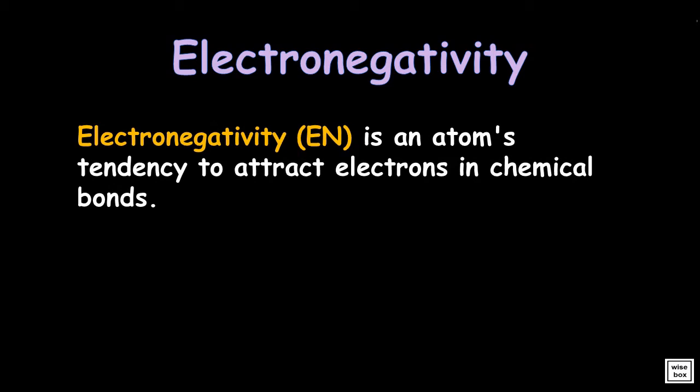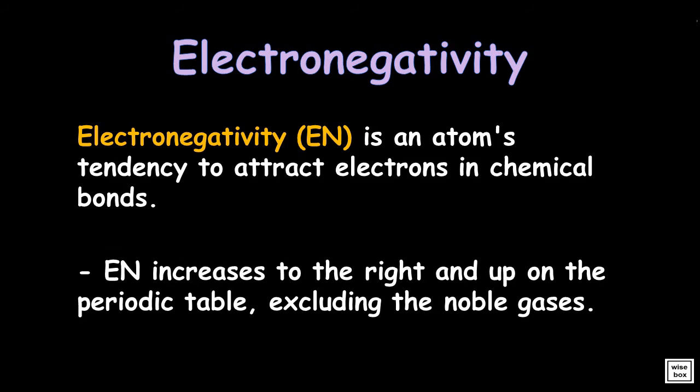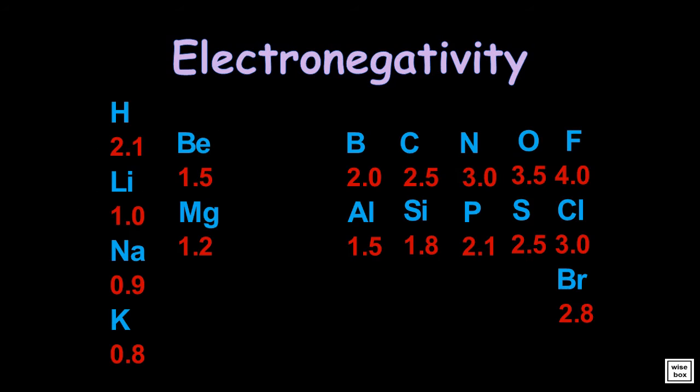Electronegativity, with symbol EN, is an atom's tendency to attract electrons in chemical bonds. Electronegativity increases to the right and up on the periodic table, excluding the noble gases. Here are electronegativities of some of the elements in the periodic table. Notice the trend. It increases to the right, and also increases as you go up.